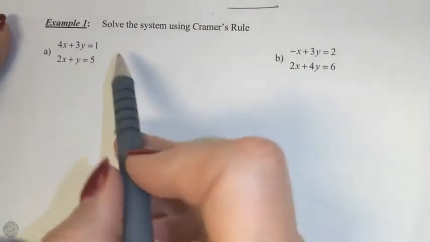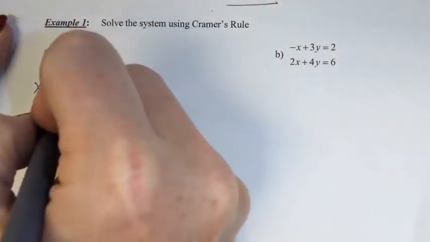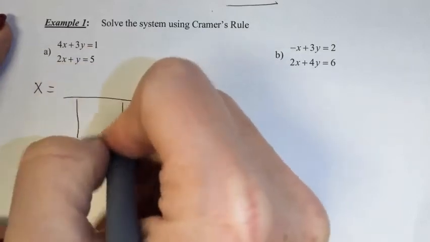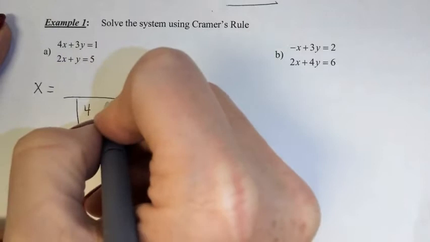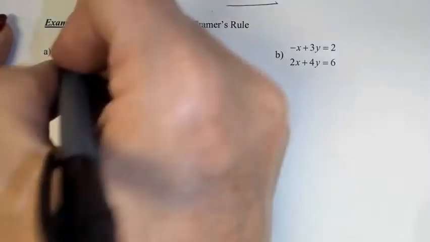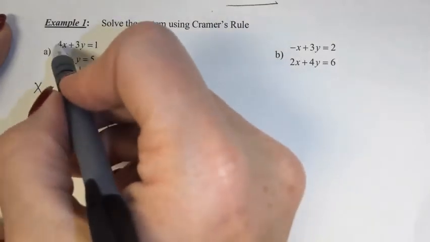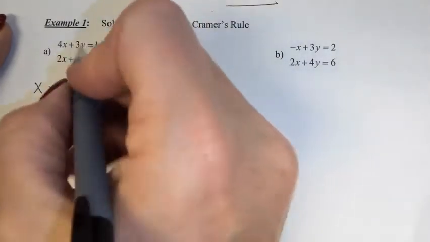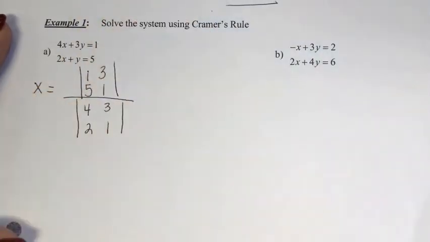All right, so let's solve some systems here. We're going to use Cramer's rule. To solve for x, we know that the denominator is just going to be the coefficients of x and y. So it's going to go 4, 2, 3, 1. The numerator, though, instead of using all of those, the coefficients of x get replaced with these constants. So we're going to do 1, 5, and then the y's stay the same, 3, 1.